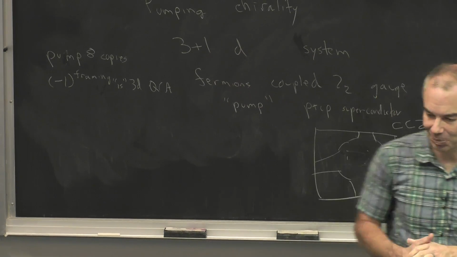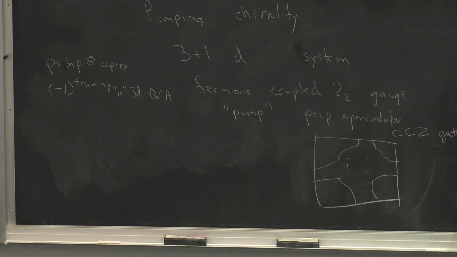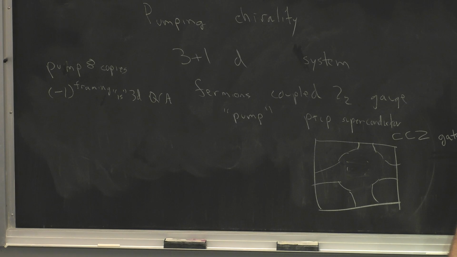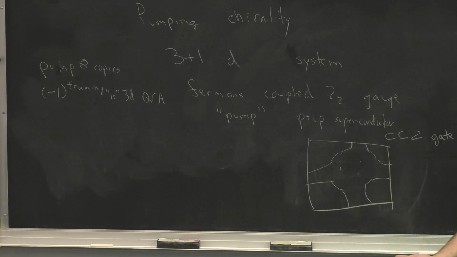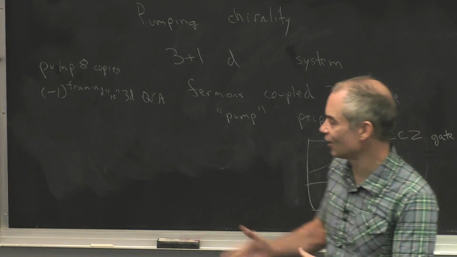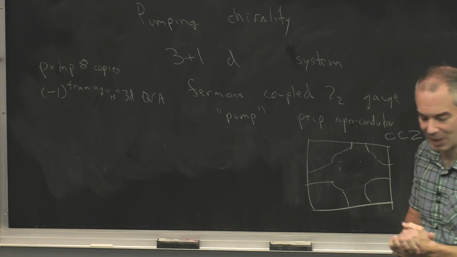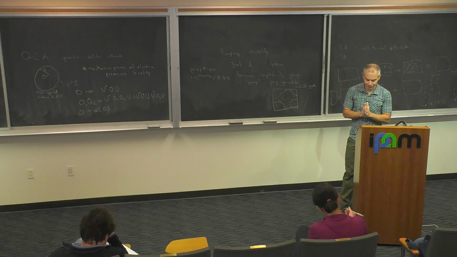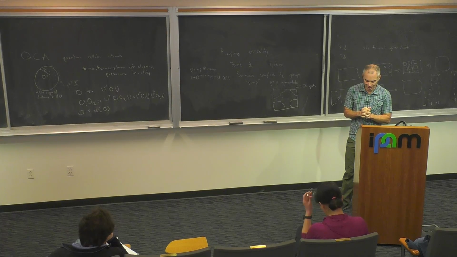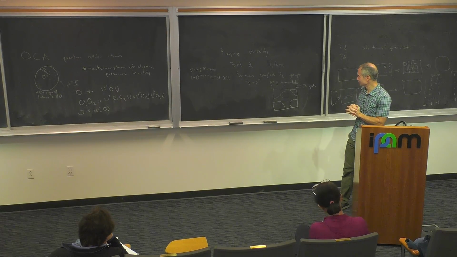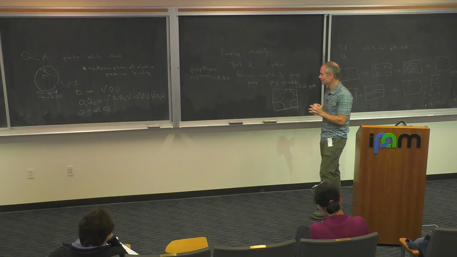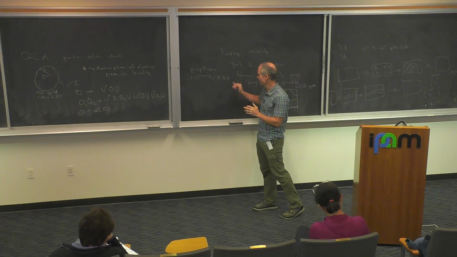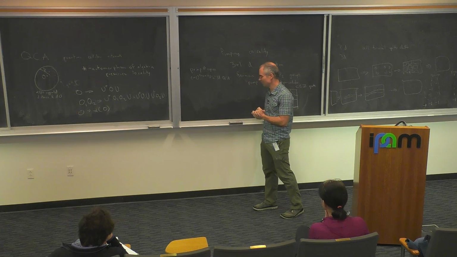And it kind of makes sense, because pumping these 8 copies, if you had a system with a boundary, pumps some chirality to the boundary, and that's why I talk about pumping chirality in 3 dimensions. It's an interesting non-trivial boundary phase you necessarily produce. There's a bit of work to show that pumping 8 copies is the 3D QCA.